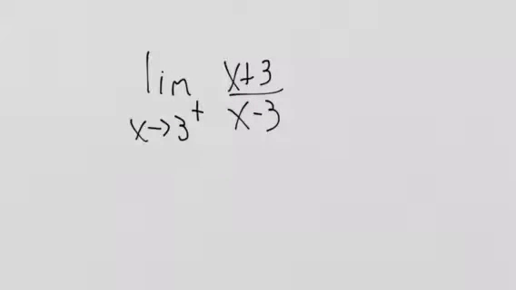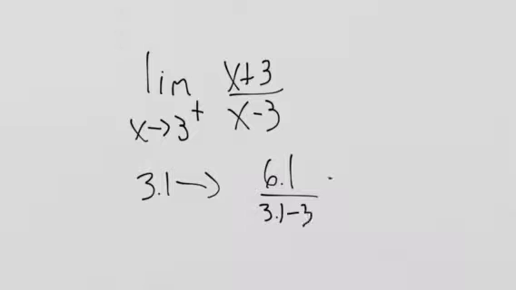Okay, last, limit as x approaches 3 from the right is what this means, from the right-hand side. So that basically means plug in a number close to 3 that is slightly bigger than 3. So what is that going to give us? 3.1 plus 3 is 6.1, over 3.1 minus 3, right? And that's going to be 6.1 over 0.1.